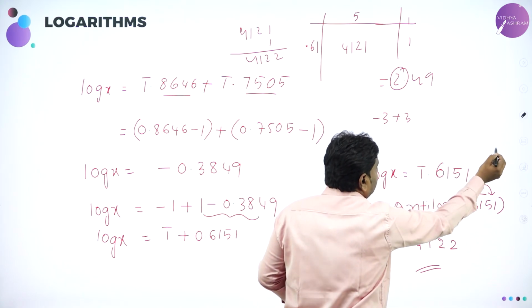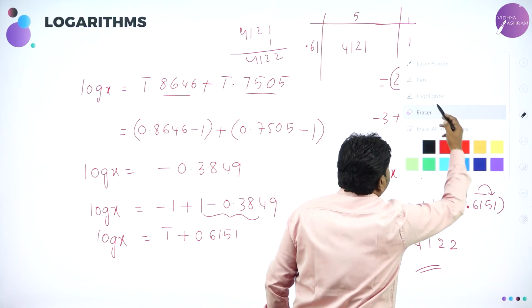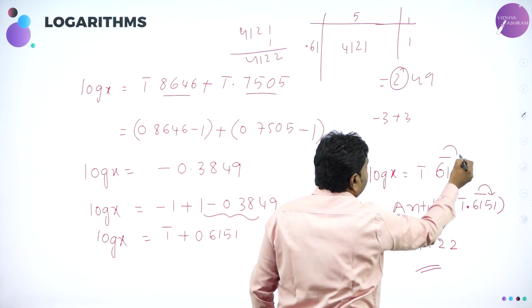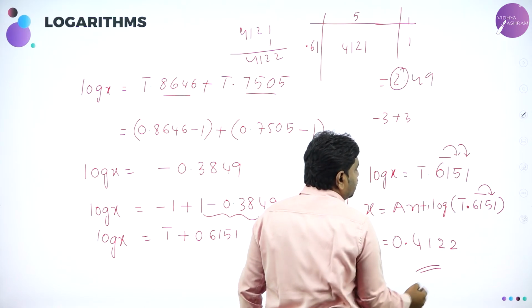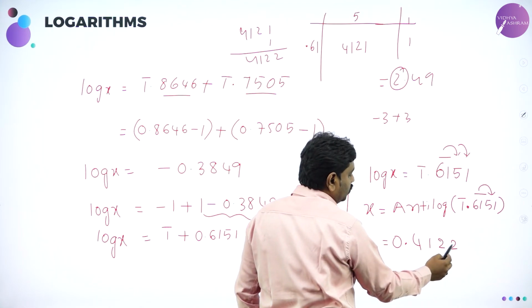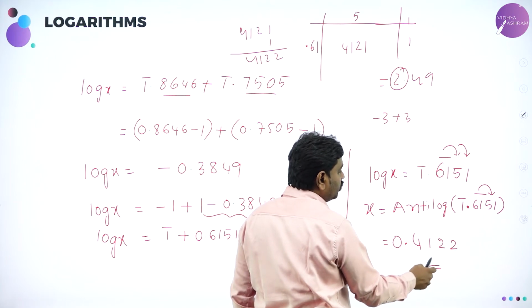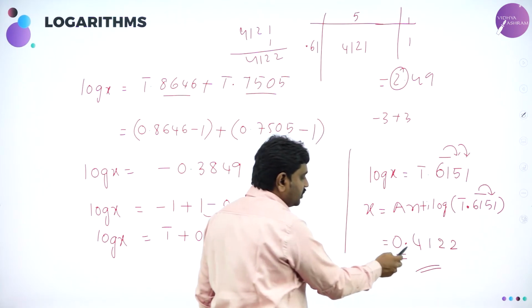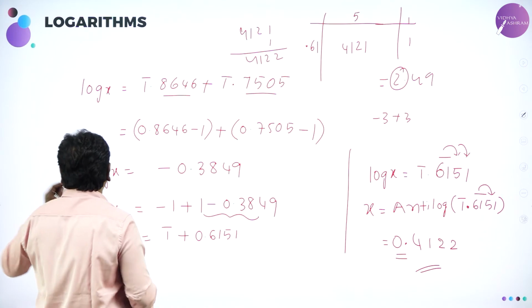Anti-log you should see. 61 under 5 under 1, if you see, you will get it. Then you will get 4121, then mean difference 1, 4122, and bar 1 means 0 point. So this is the answer. Now we will go to the next problem.